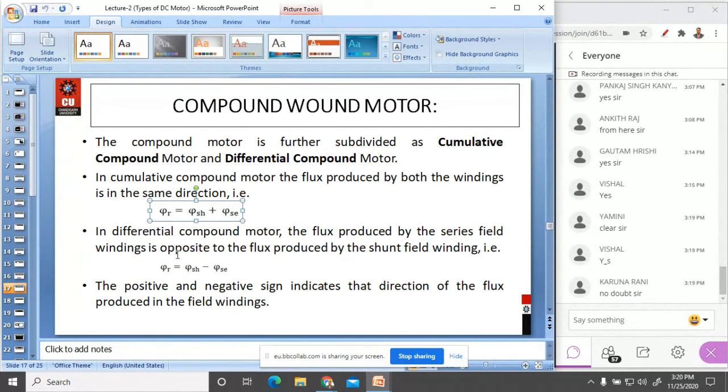In the differential compound motor, the flux produced by the series field winding is opposite to the flux produced by the shunt field winding. So phi R is equal to phi SH minus phi SC. The positive and negative signs indicate the direction of the flux produced in the field winding.